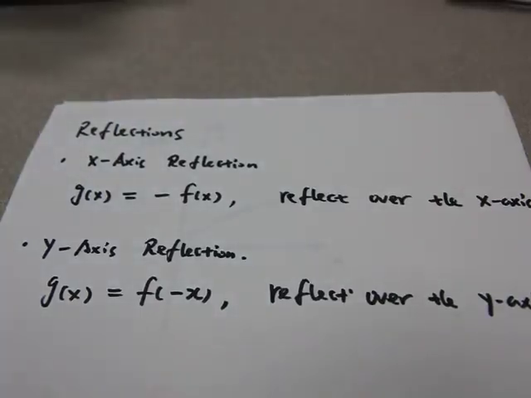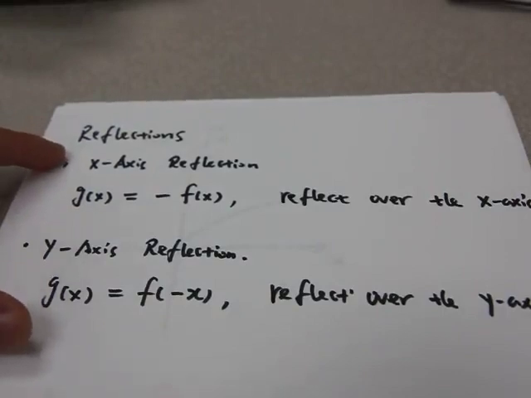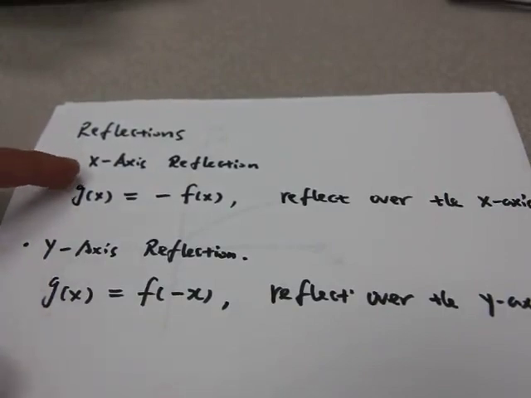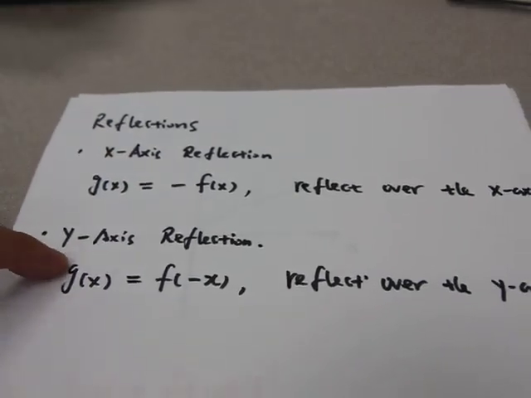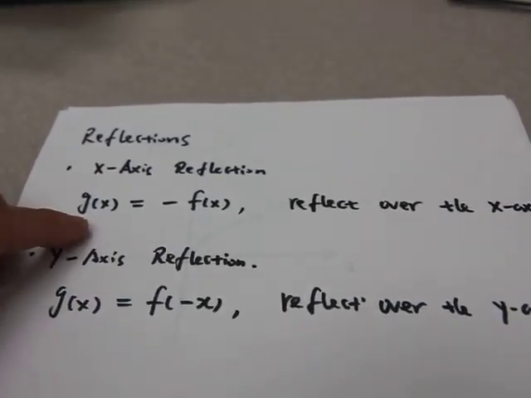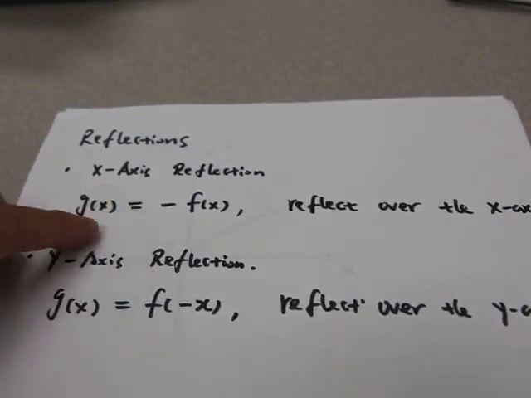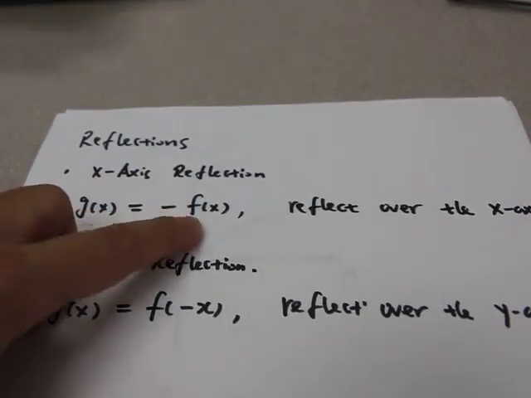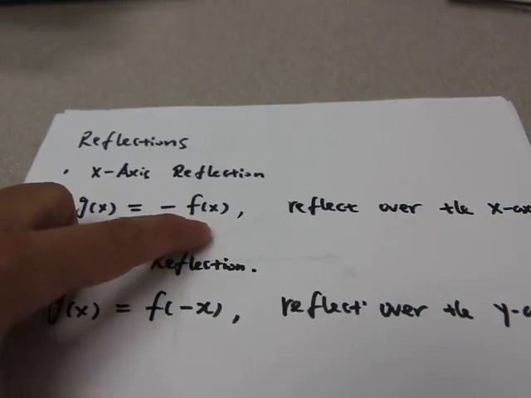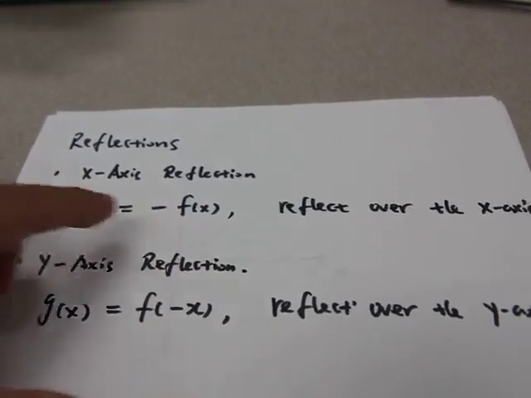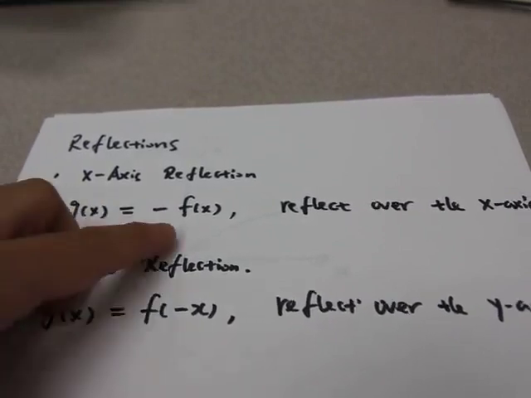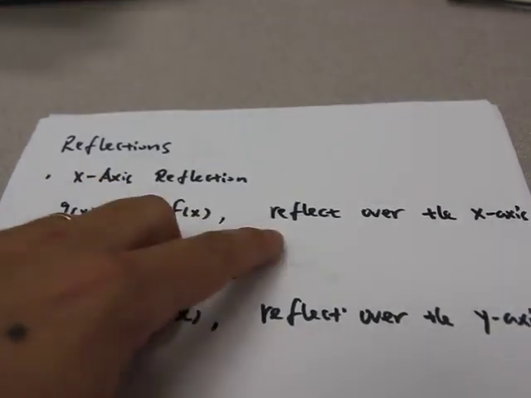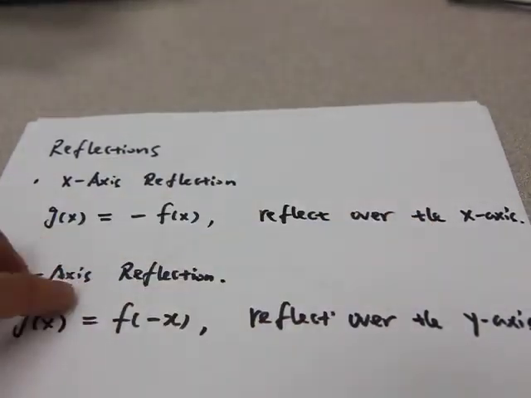Okay, now let's take a look at the second transformation. The second transformation is called reflections, and we have an x-axis reflection and a y-axis reflection. The x-axis reflection happens when we add a negative sign in front of the original function f(x). So the result is the graph of the new function g(x) is the graph of f(x) reflected over the x-axis.